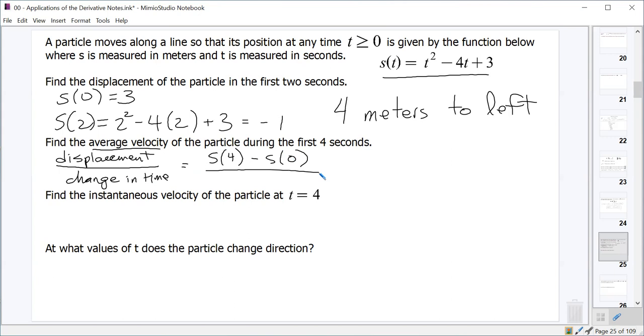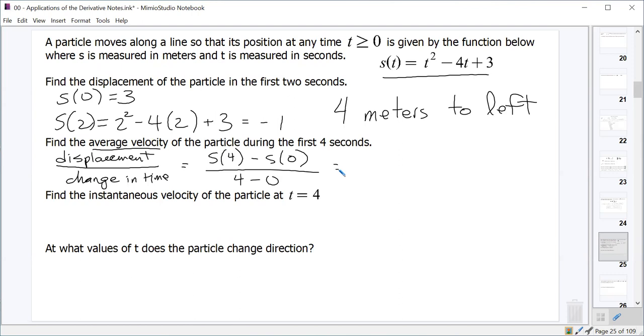Displacement isn't really maybe the best word to use here, because if we're talking about an average velocity, we need to have a direction to it. So if it's moved to the left, we'll need to make the displacement negative. If it's moved to the right, we'll need to make it a positive value. And then our change in time is just 4 minus 0.